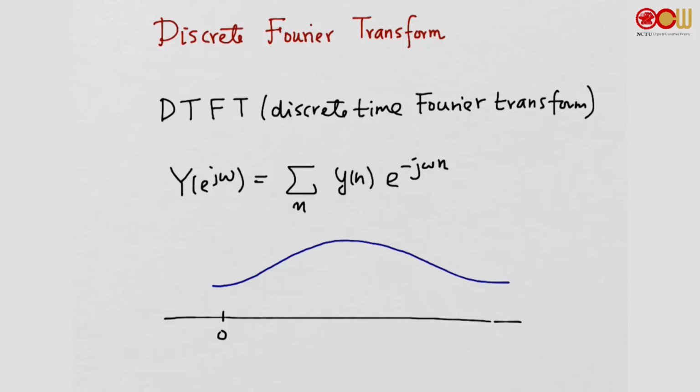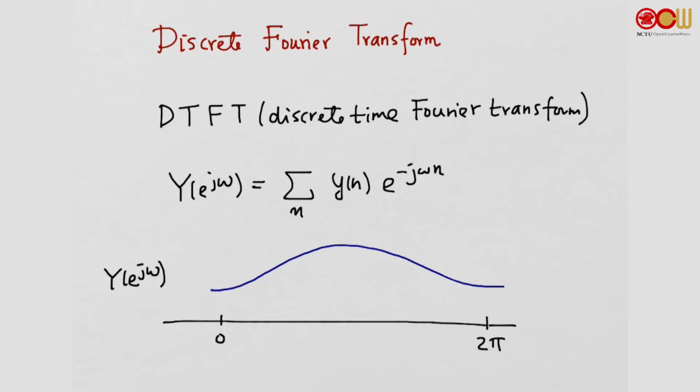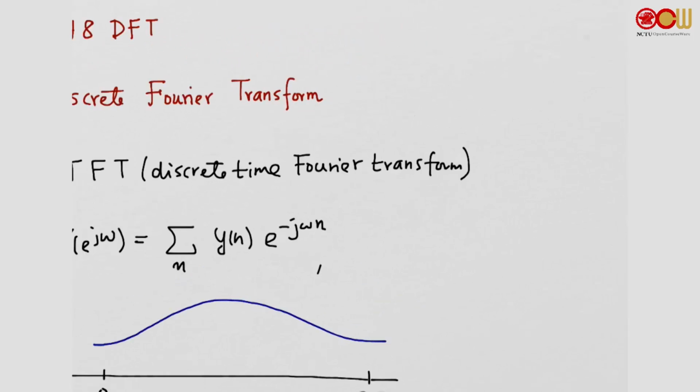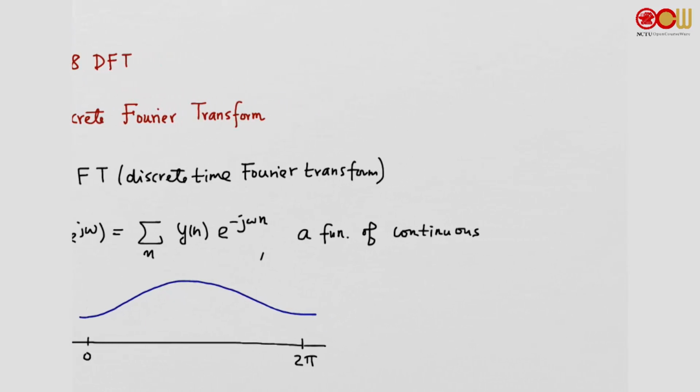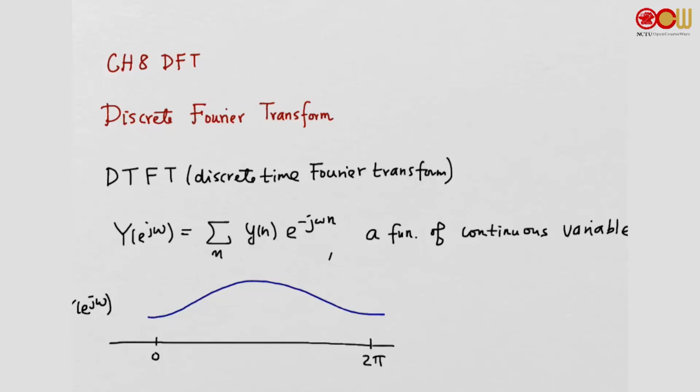It is periodic with period 2 pi. Suppose this is the plot, and this is Y(e^jω). It has a period of 2 pi. And this Y(e^jω) is actually a function of omega. It's a function of a continuous variable omega.